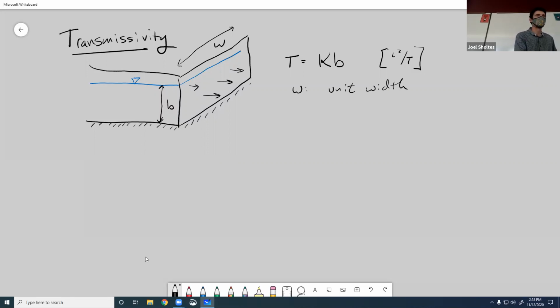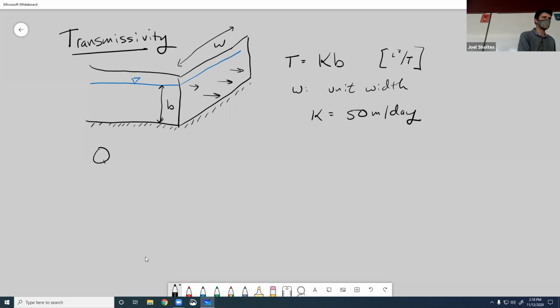Big K. Hydraulic conductivity. And we might just assume based on the qualities of the aquifer, we can say K is equal to some value. In this case, we'll just say it's 50 meters per day.